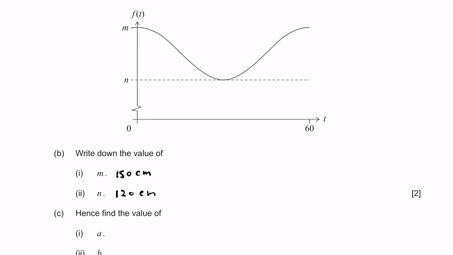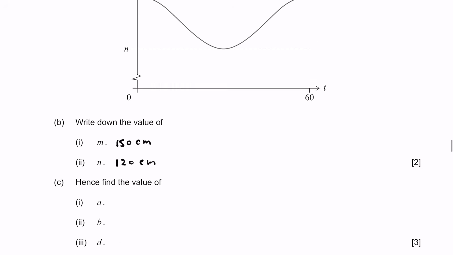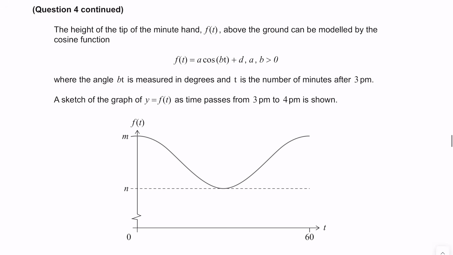Let's keep going. Moving on to part C. Hence, find the value of, we have A, B, and D. And this word hence is actually key because it tells us in some ways to make use of what has come before. So in this case, this max and min. So A, B, and D, what do these refer to? These are variables within our cosine function.